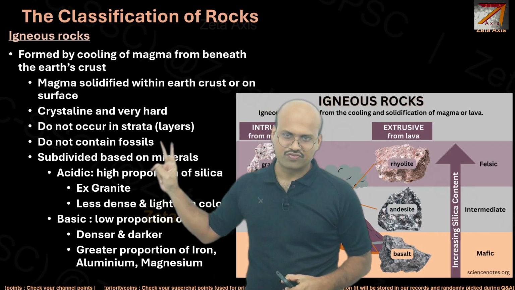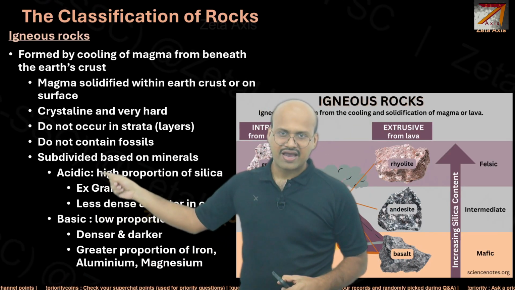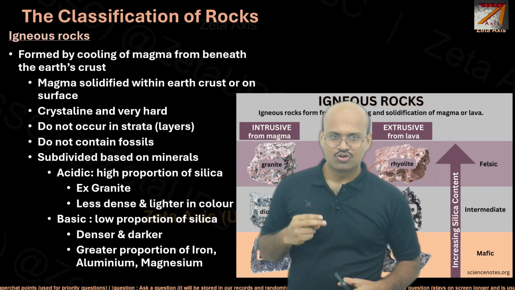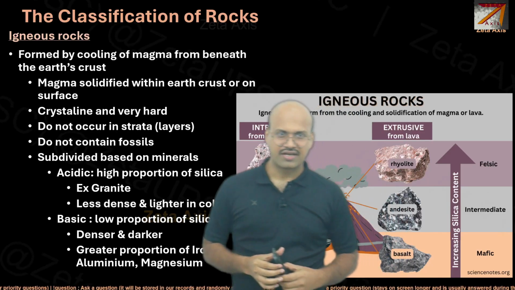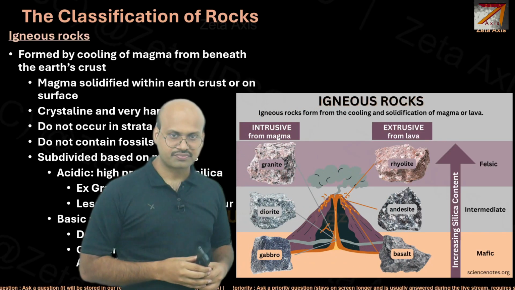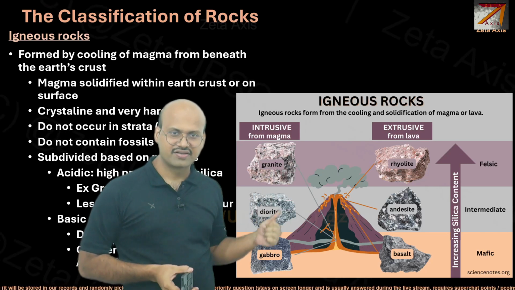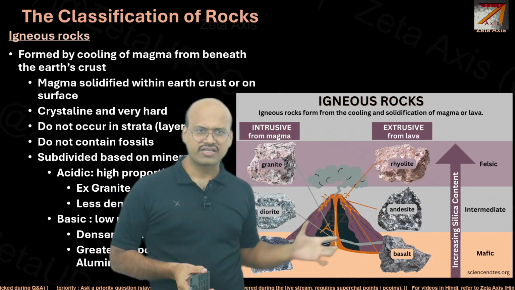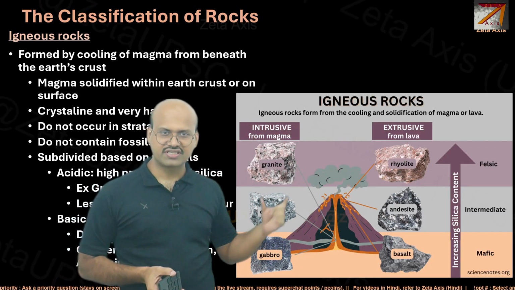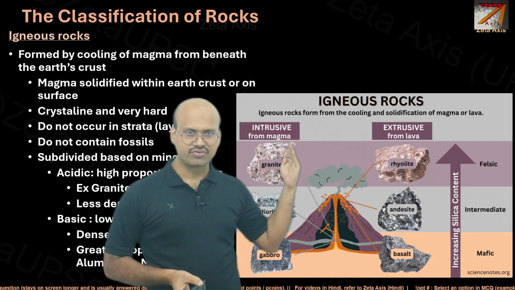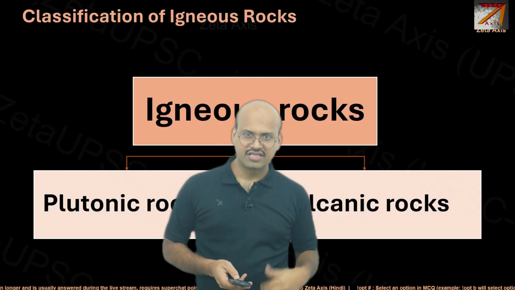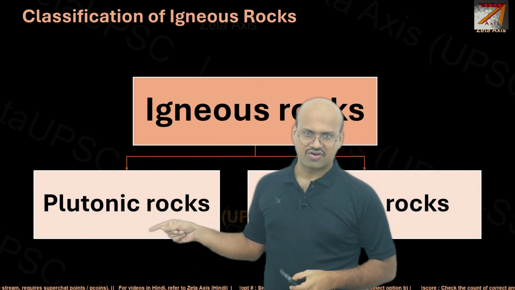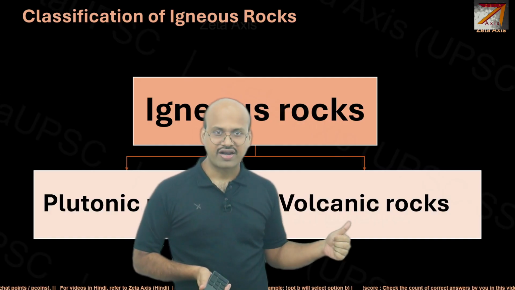So remember, lava can be of two types, acidic and basic, and based on the lava, the rocks which are formed can also be classified into two types, acidic rocks and basic rocks. And here we have some examples. Granite, diorite, gabbro, basalt, andesite and rhyolite are all examples of igneous rocks, and you can see that they are classified into extrusive and intrusive. So let's see what these two things are. Igneous rocks can be further divided into plutonic rocks or intrusive rocks, and volcanic rocks or extrusive rocks.